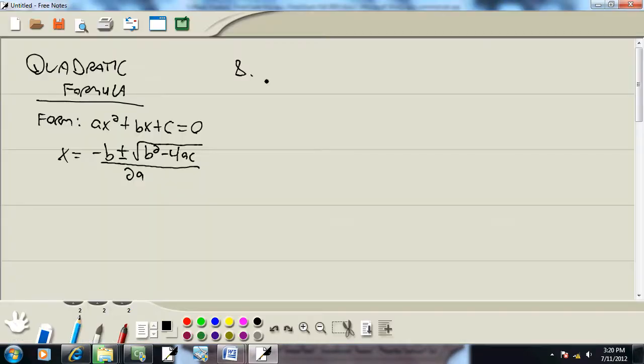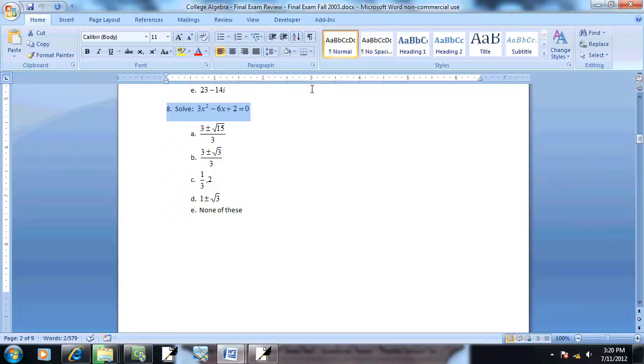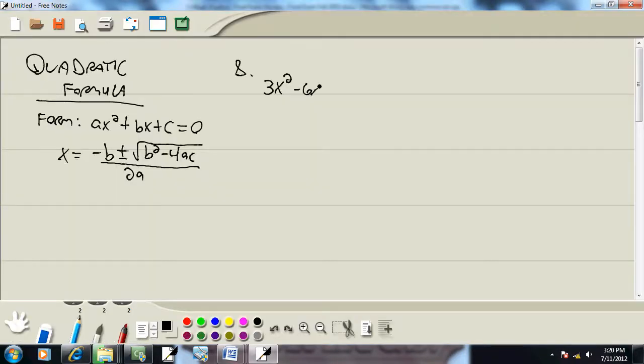So this one we have 3x squared minus 6x plus 2 equal to 0. And this doesn't factor, so we're going to plug it in the quadratic formula. Well, we have to have 0 on one side, which we do. We then identify a, b, and c. A is what number is before your x squared, which is 3. And b is your number before the x, which is negative 6. And c is your number at the end, which is 2.